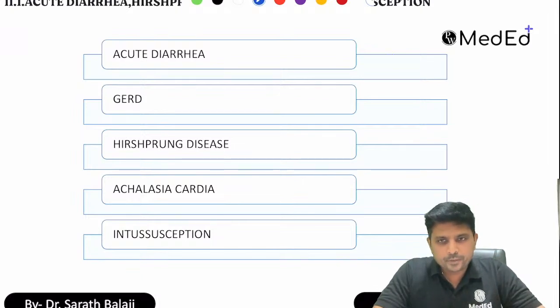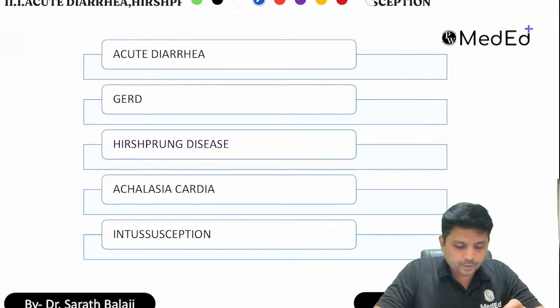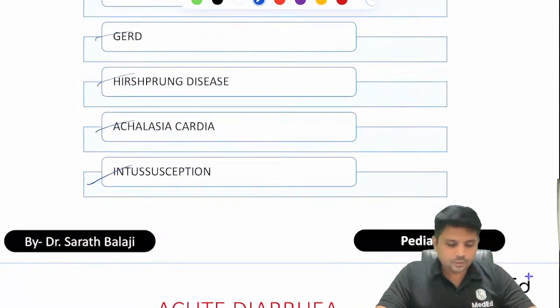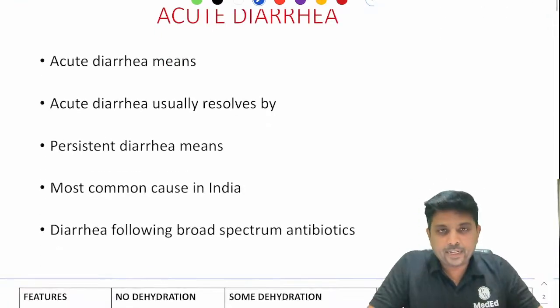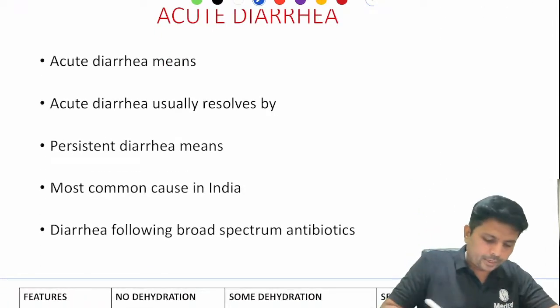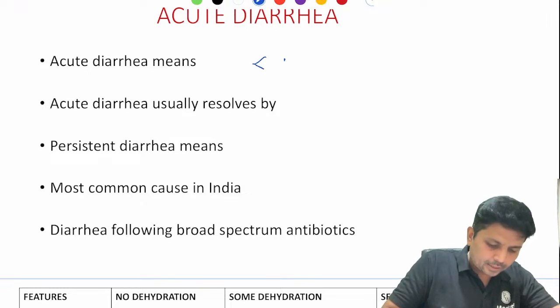There are many topics we are going to discuss in this next one: acute diarrhea, GERD, Hirschsprung's disease, achalasia cardia, intussusception. So the first one is acute diarrhea. What do you mean by acute diarrhea? Acute diarrhea means diarrhea that lasts for less than 14 days.